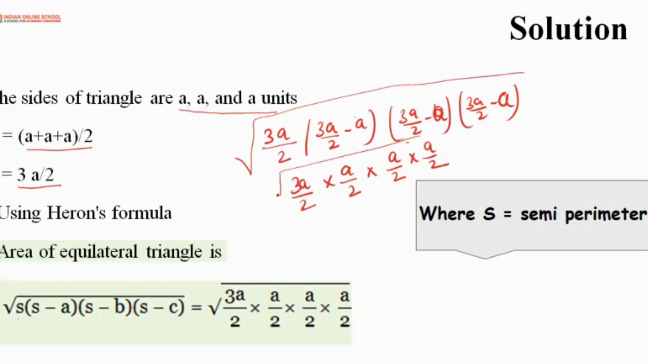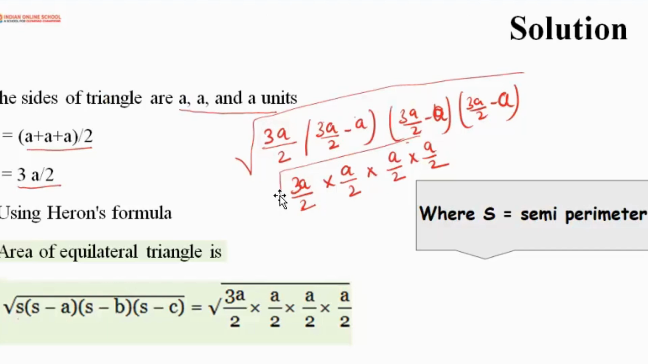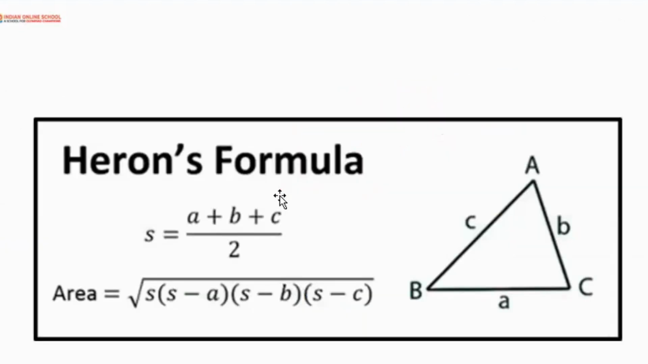That is the formula of equilateral triangle. Understood, everybody? Yes? Got it? Yes, ma'am. So, ma'am, the final area formula is root 3 by 4 side square. Yes. Okay, that is the area of an equilateral triangle. Okay, and this we have solved by using the Heron's formula, which is this.